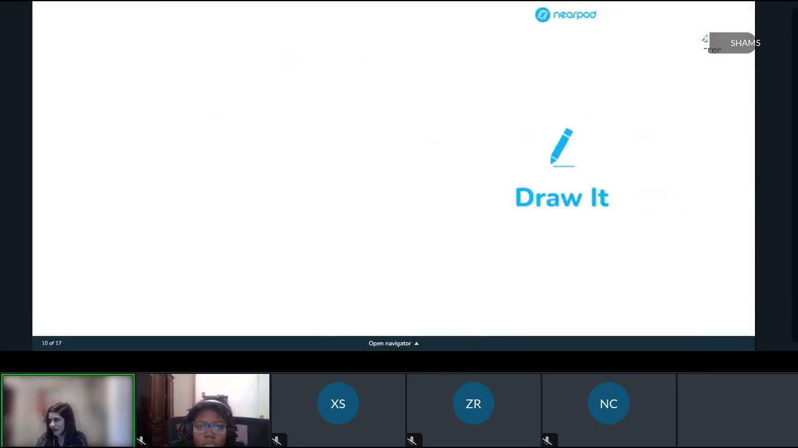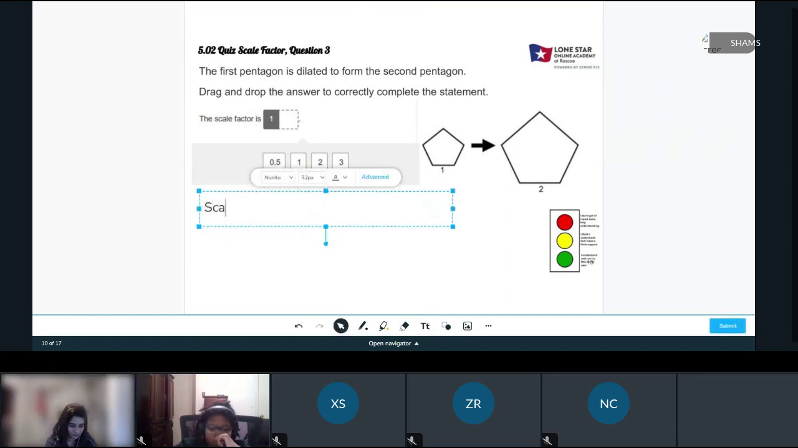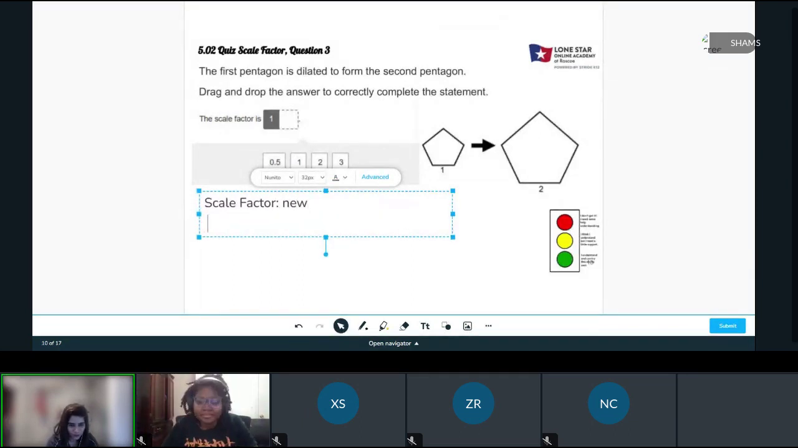Let's go look at the second variety of question 3. Again, the first pentagon is dilated to form the second, and here are the numbers. Let's find scale factor. Write down the formula for scale factor. Scale factor is a ratio that compares new to old. So we can see whether it got bigger or smaller.